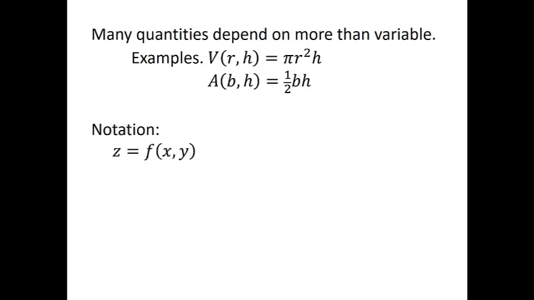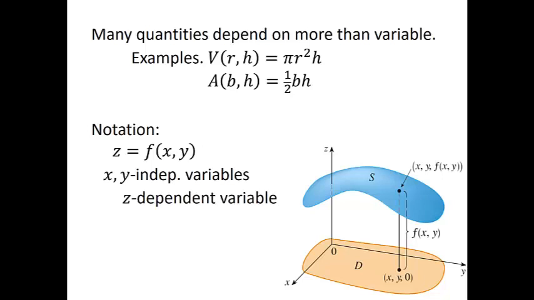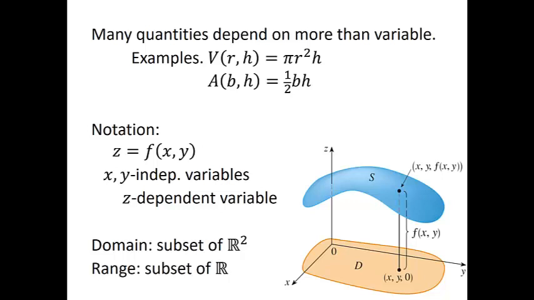Our notation for a function of two variables will often look like this: z equals f of x, y. Now, notice that the x and y here are our independent variables, while z is the dependent variable. The domain is a subset of R2, since the domain are all values of x and y that we can plug into our function and everything still makes sense. The range is a subset of R. It's all of those output values, the possible z values we can get.